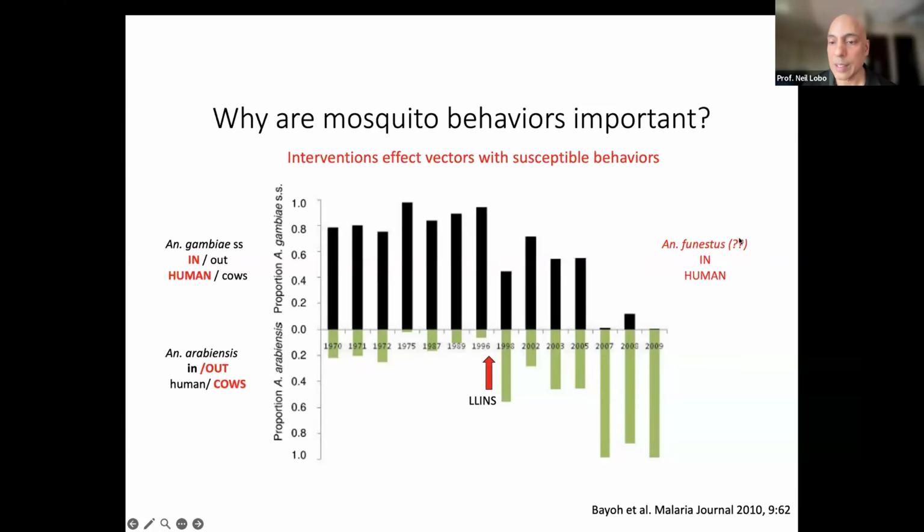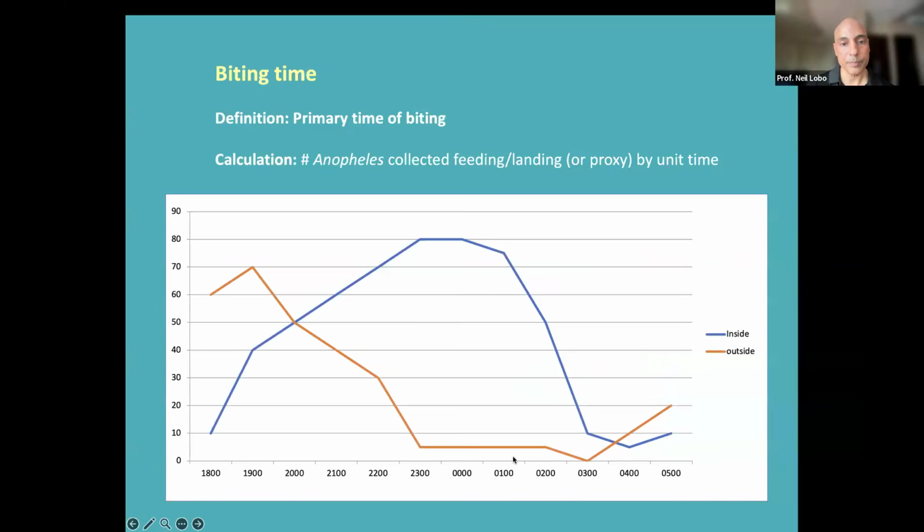This slide does not have Anopheles funestus in it, which is primarily endobiting and human feeding. And you can imagine what happened to that. But this was published in 2010 by Nabi Bio.